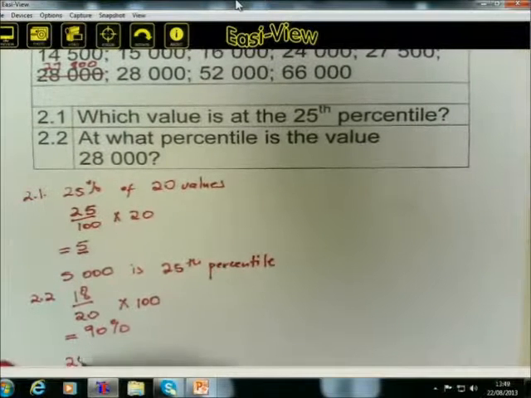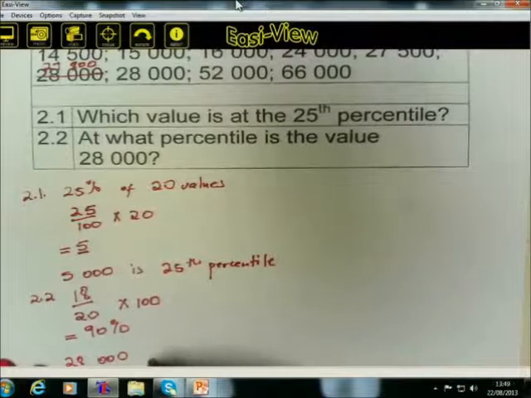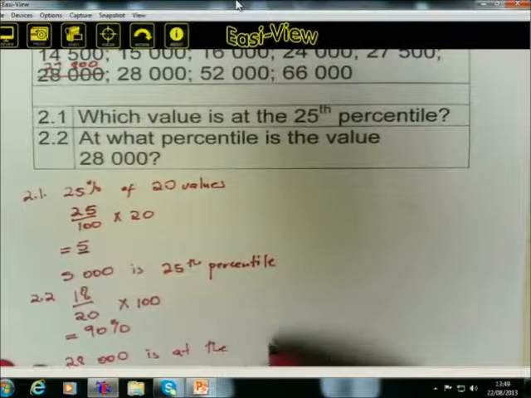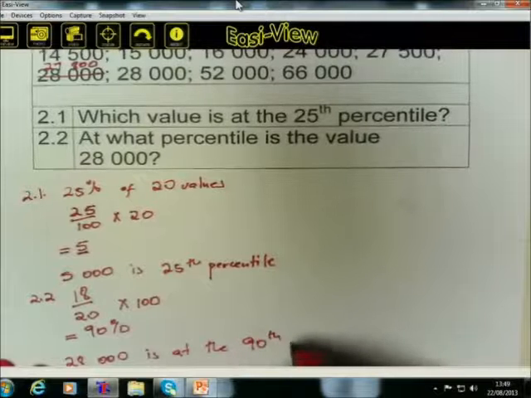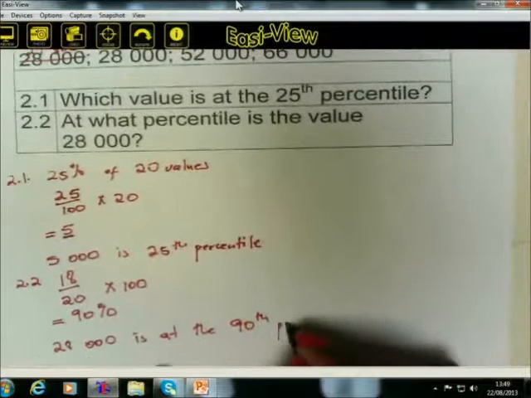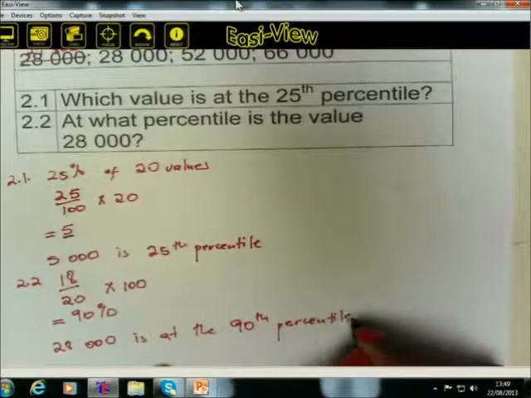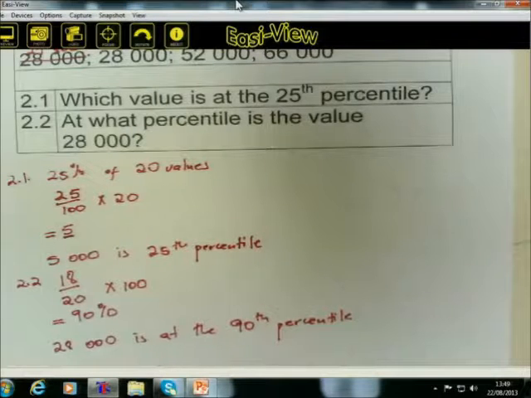That means 28,000 is at the 90th percentile. Okay, grade 12s. 28,000, remember, is value number 18 of 20 values. So value 18 of 20 values multiplied by 100 gives us 90%. That means 28,000 is at the 90th percentile. Okay, I'm sure you got that right, grade 12s.